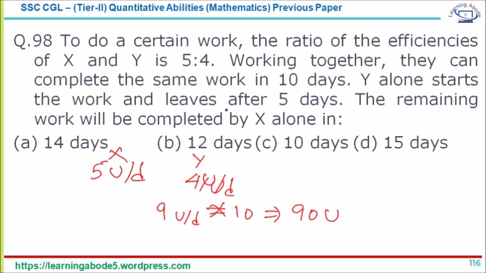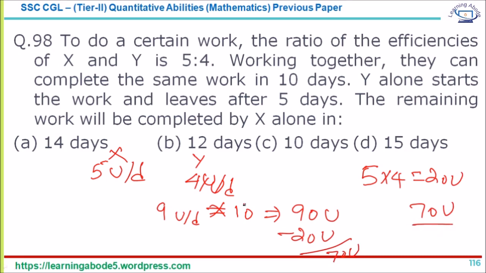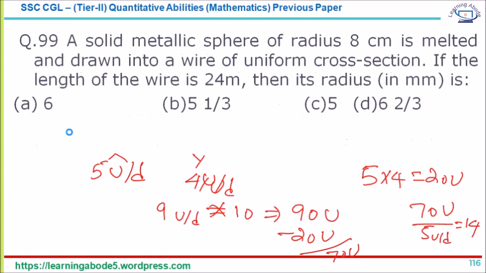Now if y alone starts working and leaves after 5 days, what happens? Y works for 5 days, 4 units per day, that's 20 units of work done. Now totally 90 units of work is to be done. 20 units are done by y, so the remaining is 70 units. Now x will do 5 units per day. If he works at that rate, he will complete the task in 14 days. That's answer option A for question number 98.